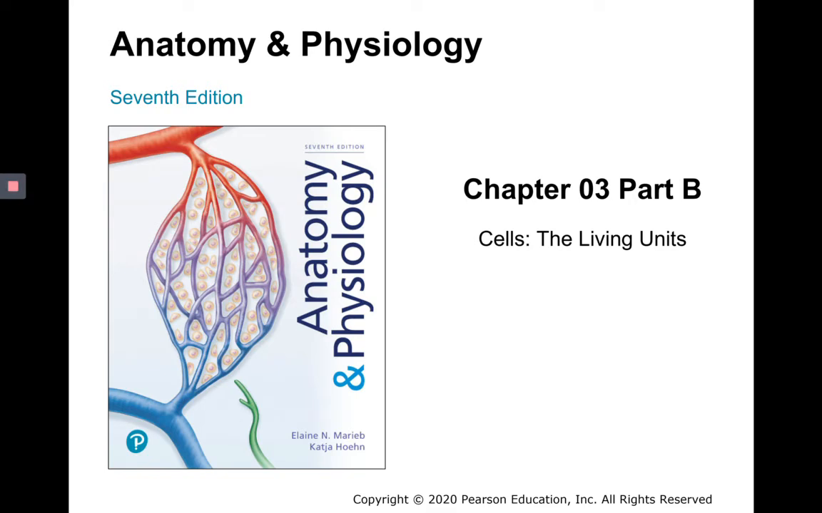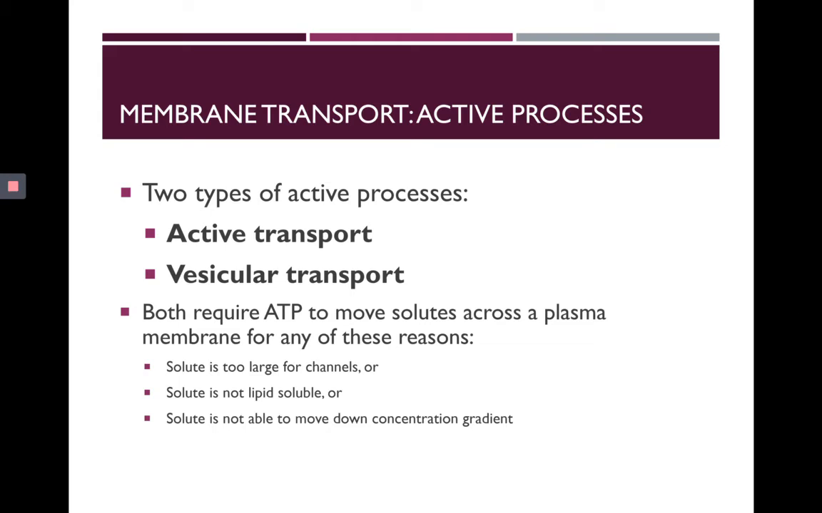Alright, next we're going to look at Chapter 3, Part B. So we'll look at active transport. There are two types of active processes, active transport and vesicular transport. And there's primary and secondary active transport, and vesicular transport has three types. All of these types are going to require the use of ATP, which is adenosine triphosphate. This energy source is going to be able to move solutes across a plasma membrane against their concentration gradients.